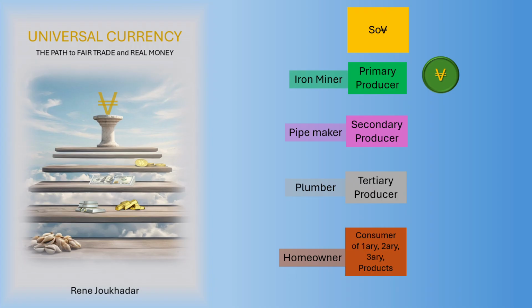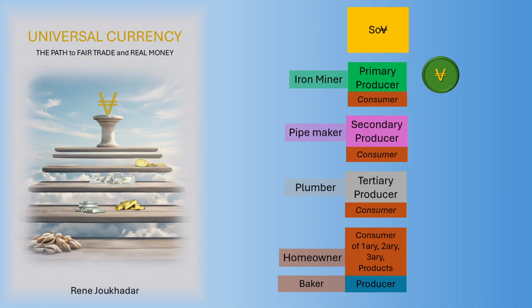Here, the primary producer is also a consumer of other products in the economy, and the consumer, the homeowner, is also a producer. For example, he could be a baker. And the secondary and tertiary producers are also consumers, just like the primary producers, so they can buy, for example, bread from that baker, and the currency that was issued initially to the primary producer will be circulating in the economy.